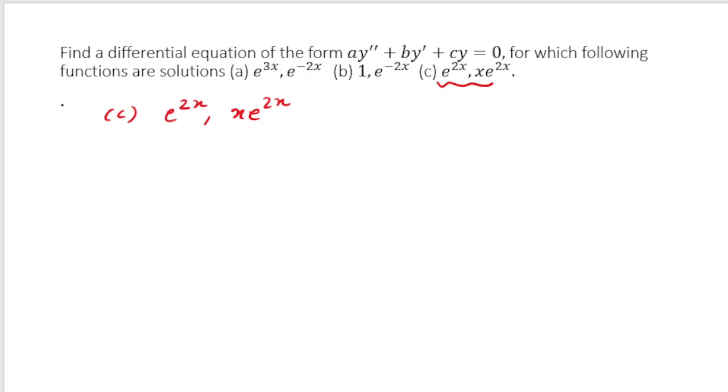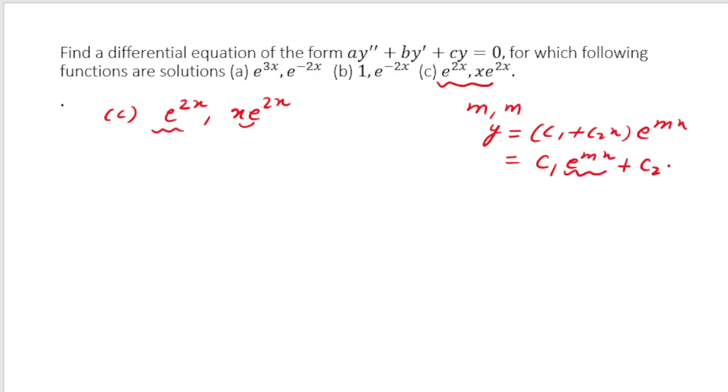So if you remember, when I was getting this kind of solution, suppose I take the roots like m and m. In that case I was writing the general solution as y is equal to c1 plus c2x, e to the power mx. So basically one of the solutions was c1 e to the power mx, and then c2 x e to the power mx. So another solution was x into e to the power mx. When we are getting a solution like x into e to the power mx, that is happening when the roots are repeated twice.